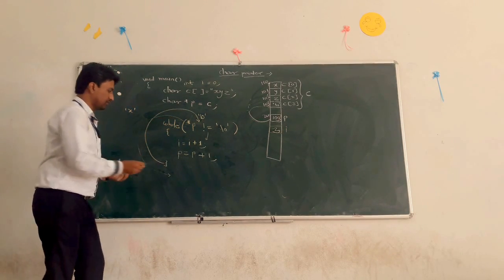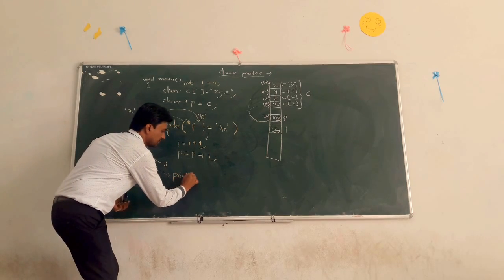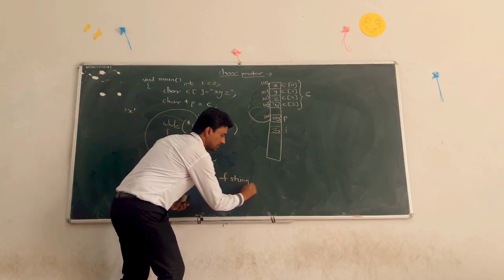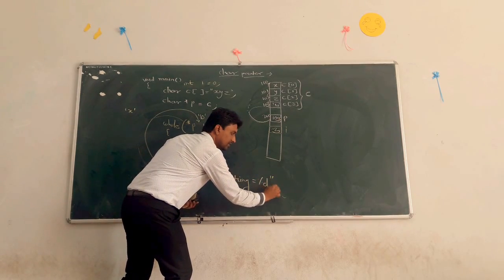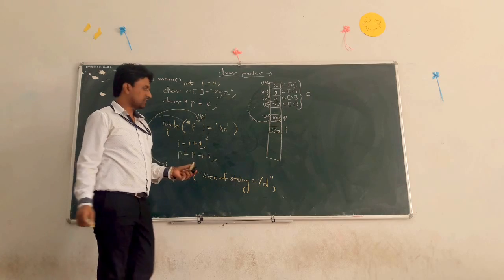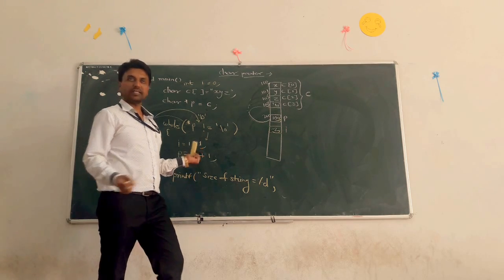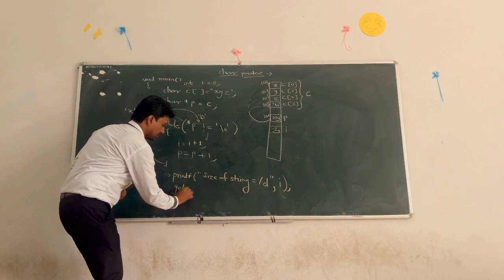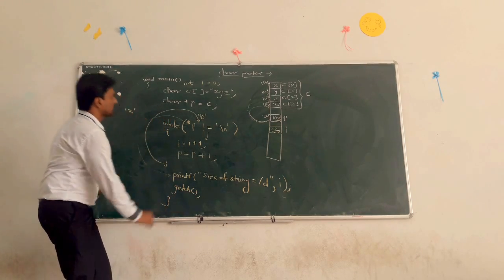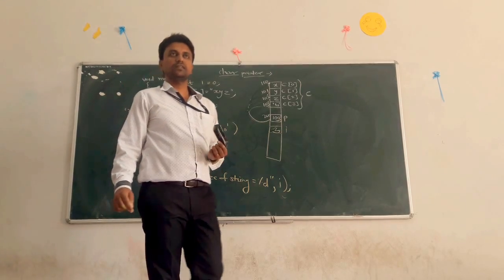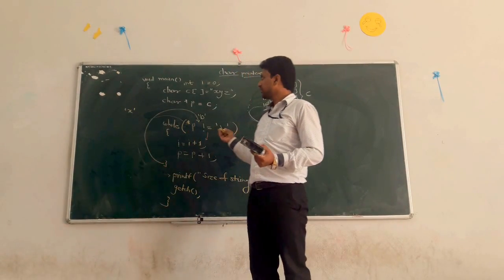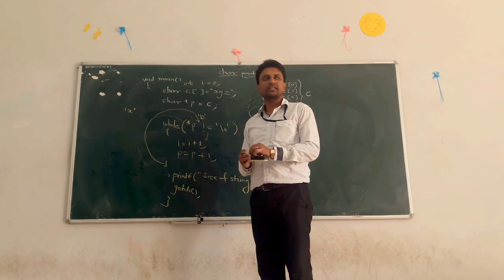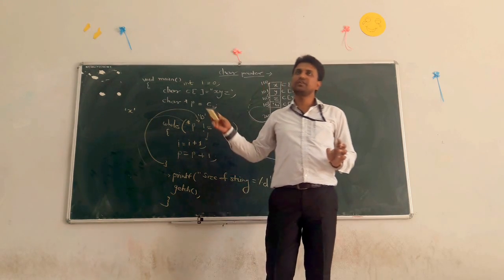After that, we want to print the size. So printf: size of string is equal to percentage d, because length is an integer, where the length is stored in variable i, comma i. Next is getch and the curly bracket to complete. Clear? So this is one problem statement based on the character pointer. Likewise, any other problems may come in your exams. Clear? So we will stop here.